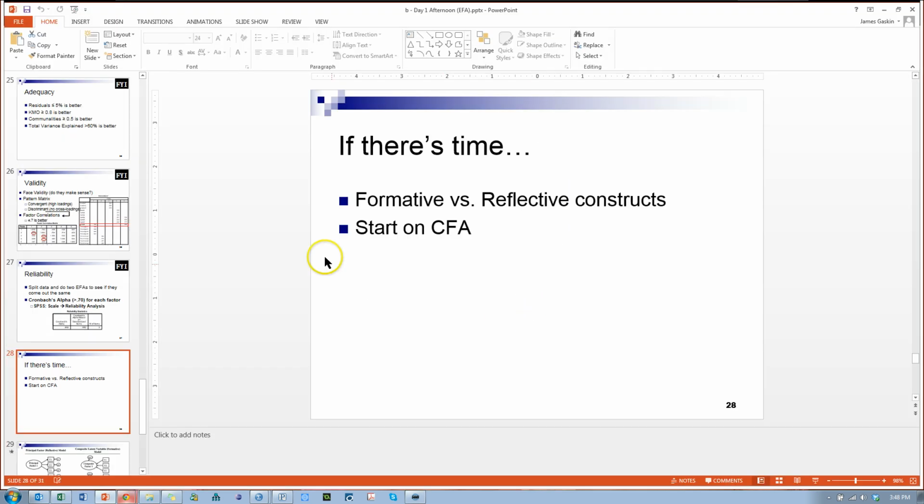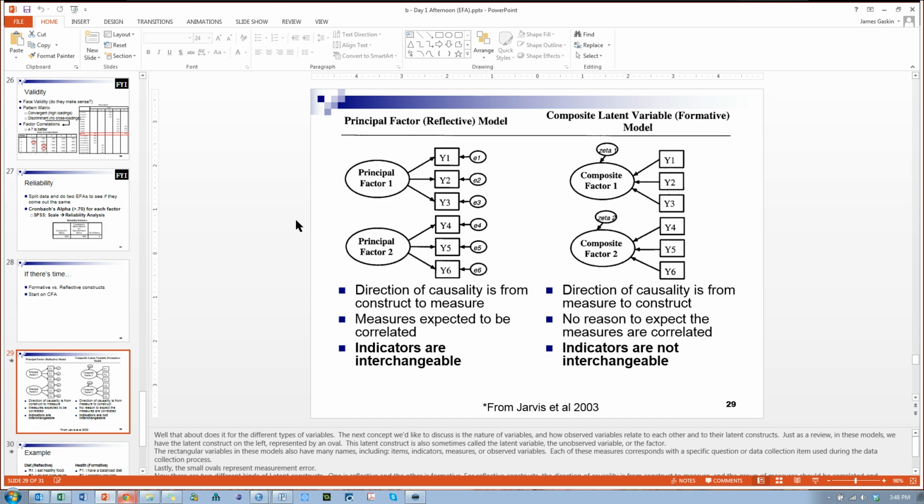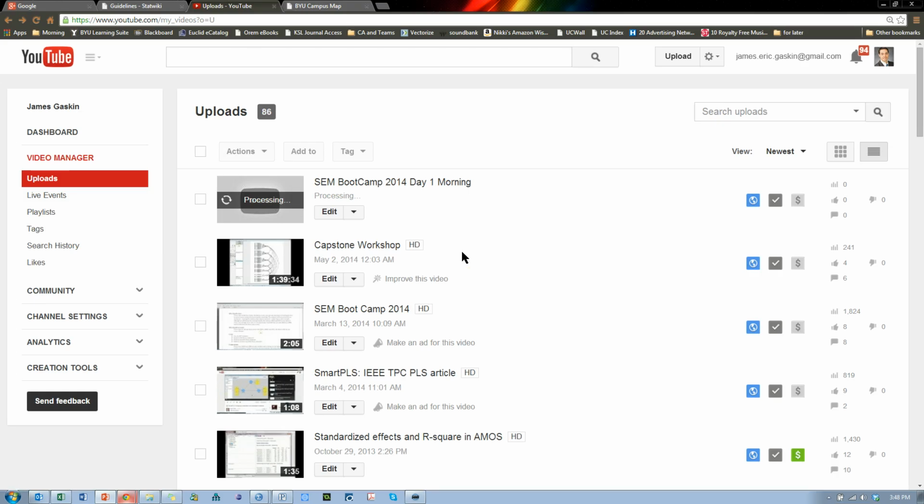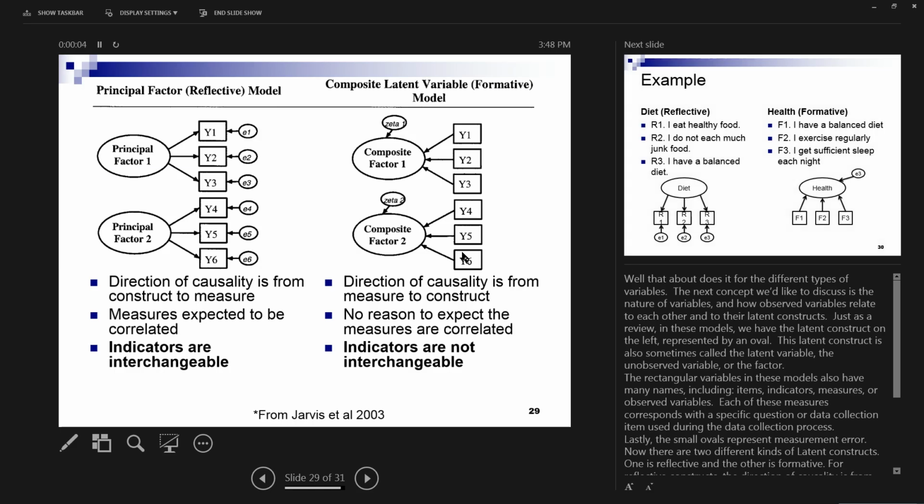Okay. Let's see. PowerPoint. Here we are. If there's time, formative versus reflective, and start on the CFA or do some exercises. So, formative versus reflective. Is that too small? A little bit. So, we'll go back to here. Okay. There are two different kinds of latent constructs. One is formative and one is reflective. We've so far dealt only with reflective constructs.